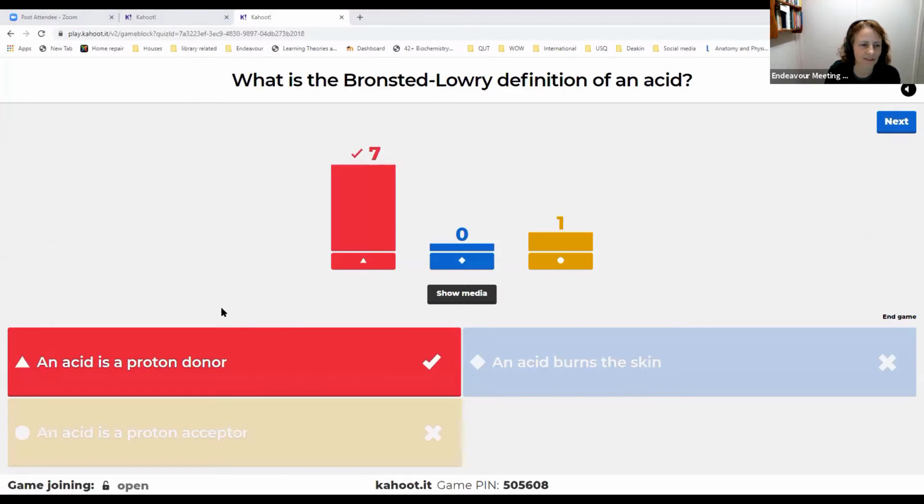Okay, so 7 said an acid is a proton donor. And so, of course, an acid loses its extra hydrogen and donates it to the base, and the base accepts the extra hydrogen.